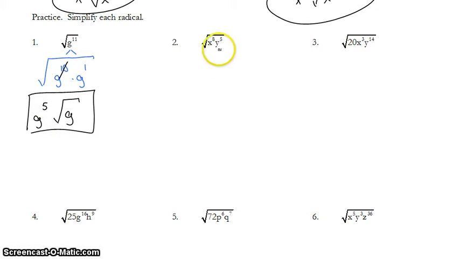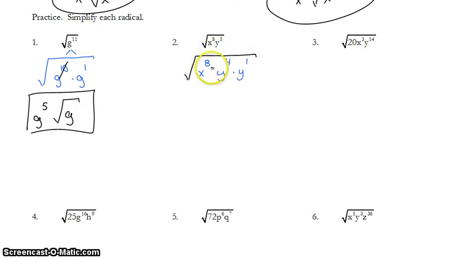It works the same if I have 2 variables. I just have to look at them completely separately. Each variable is its own problem. Since I have x to the 8th, I know I have the square root of x to the 8th. It's even. Keep it. Don't change it. But y to the 5th is odd. Change it to 4 and 1.